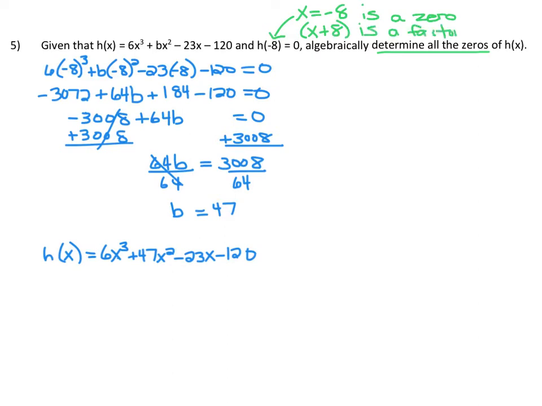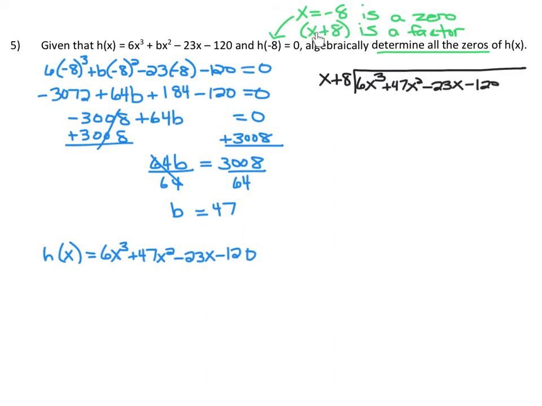Because if x plus 8 is a factor of our function, then can't I just divide this by x plus 8 to find the other factors? And then once we have it in factored form, we can finally determine the zeros. So again, this is a super long question, so I'm just going to say it one more time. Since x equals negative 8 is a 0, we know that x plus 8 is a factor.